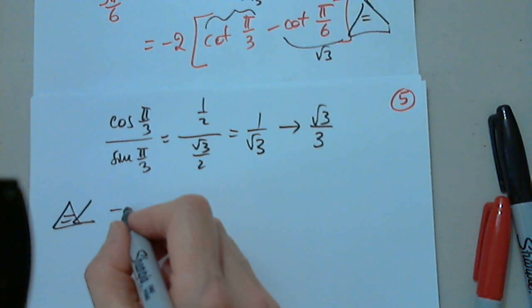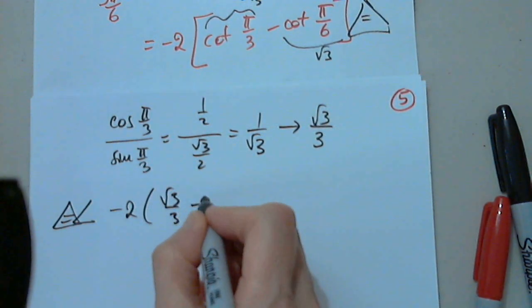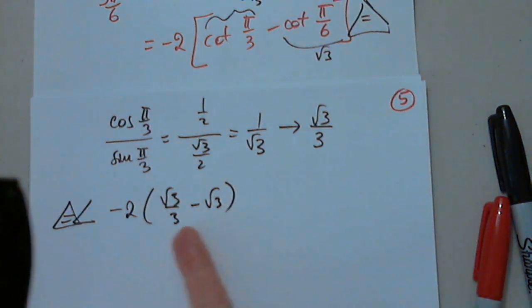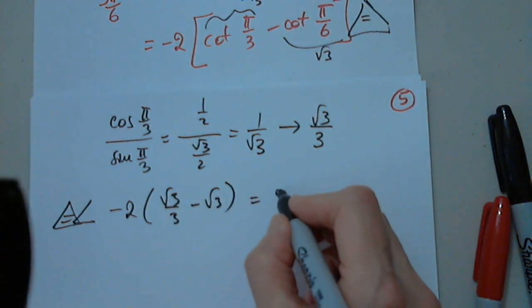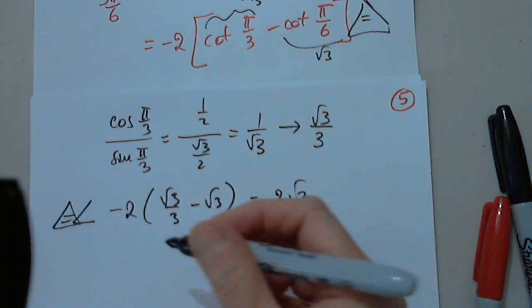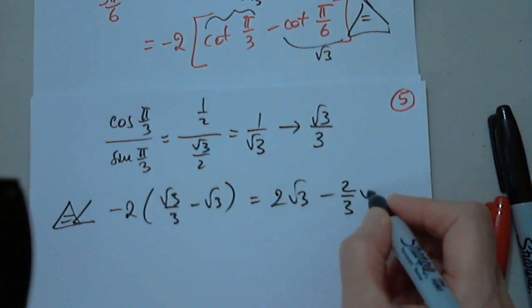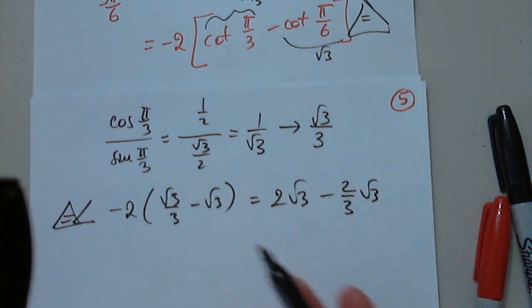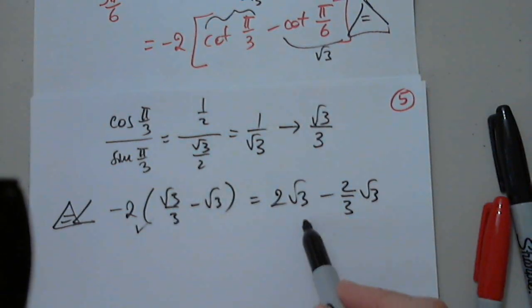Okay, so -2 times the square root of 3 over 3 minus the square root of 3. If you want to incorporate the negative somehow, you can, to the square root of 3 and minus 2/3 the square root of 3, or you can factor out the square root of 3. You can do whatever. This is good. It doesn't matter.